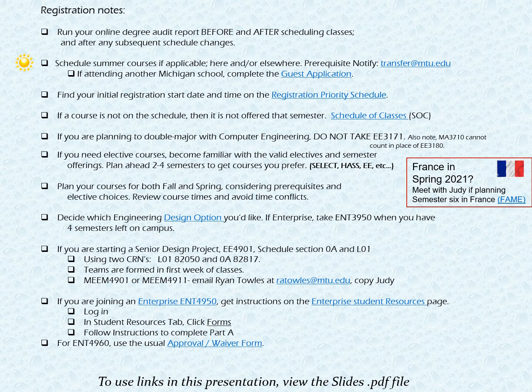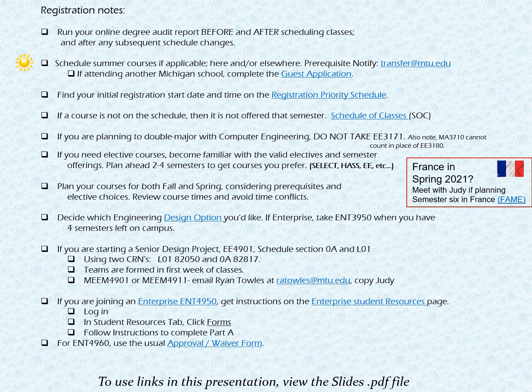This slide shows things you need to do or consider for planning the next semesters. Run your degree audit in BandWeb, both before and after you schedule your classes. Find out what you need and verify that the courses you choose will apply toward the degree. This is your responsibility. Schedule summer courses either here or elsewhere if applicable.